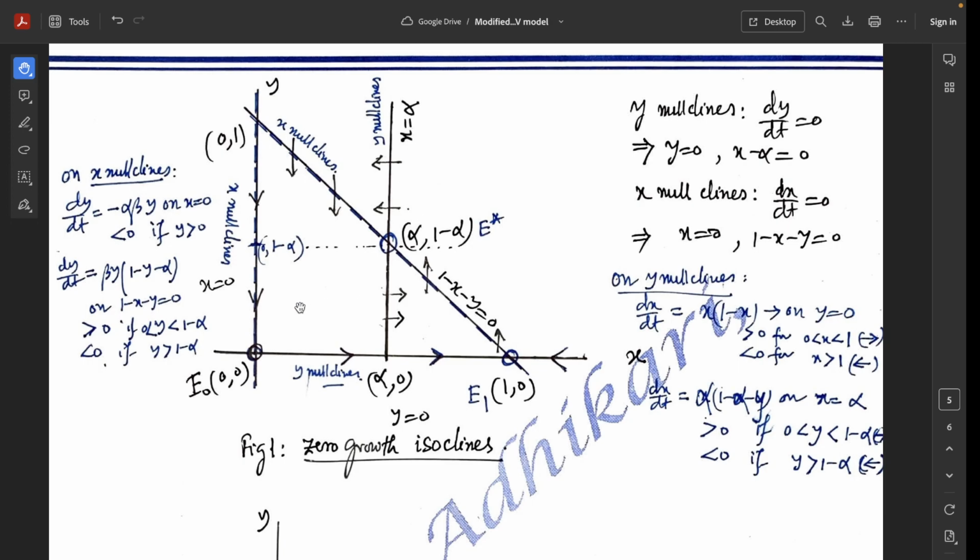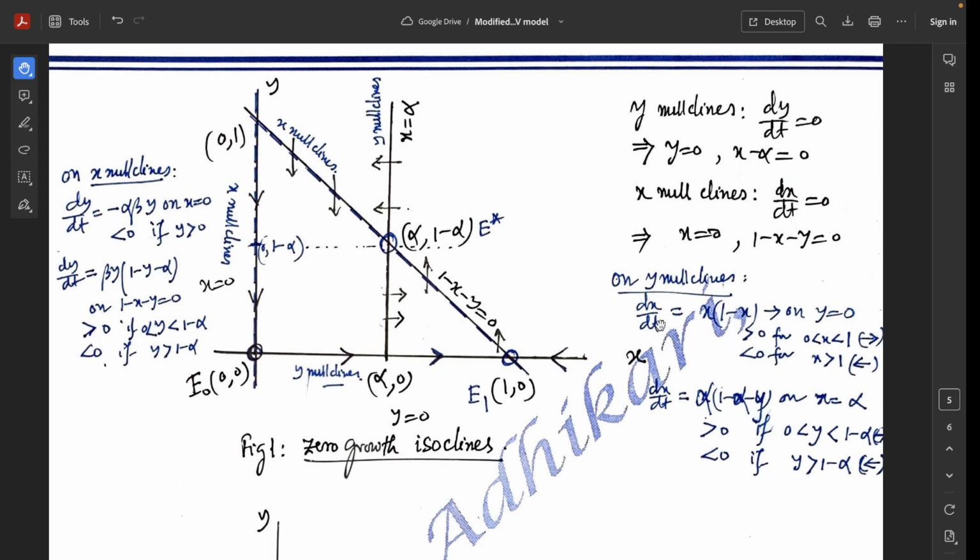So on these two lines, the horizontal component of velocity exists, dx dt. So we find dx dt for these y-null lines. This dx dt is equal to x into (1 minus x) on y equal to 0, because we put y equal to 0 here. So this dx dt is positive if 0 is less than x less than 1. So for this part, from 0 to 1, this dx dt is greater than 0.